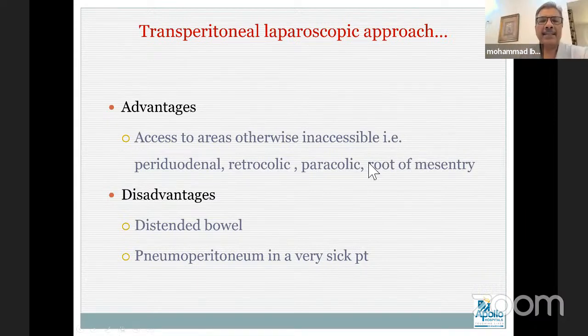The advantages are this: you can have an access to otherwise inaccessible areas, whereas the disadvantage is laparoscopy is difficult in the distended bowel, and pneumoperitoneum could be really hazardous in a very sick patient.